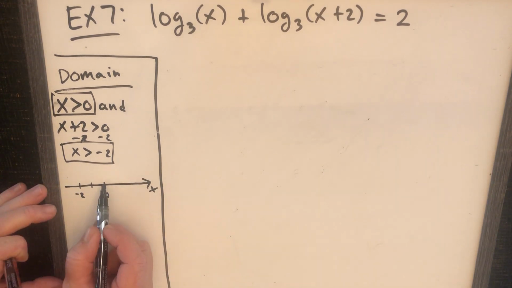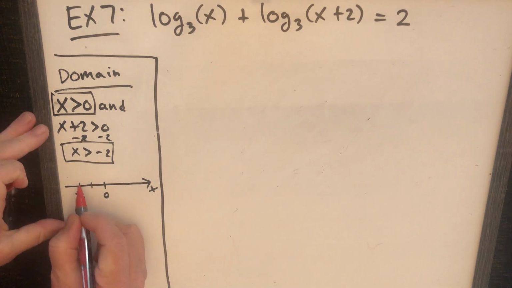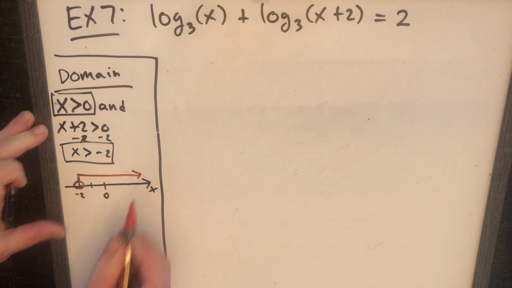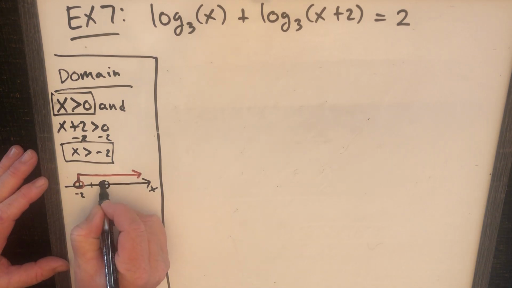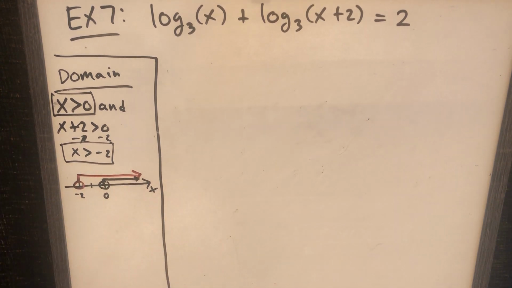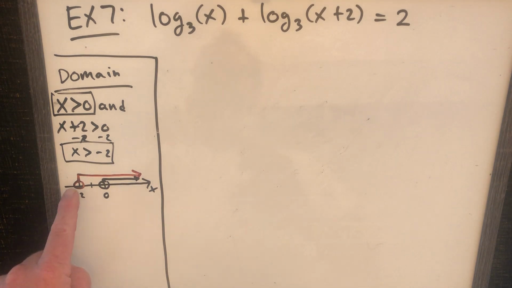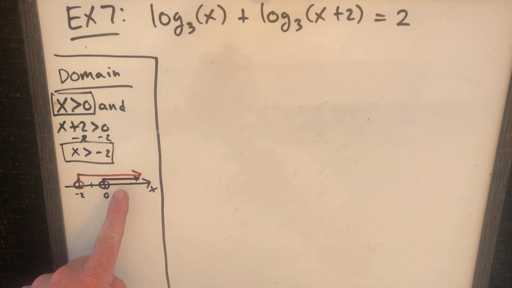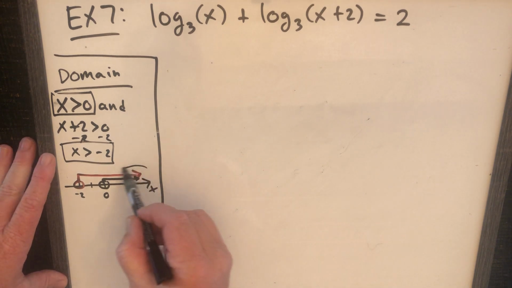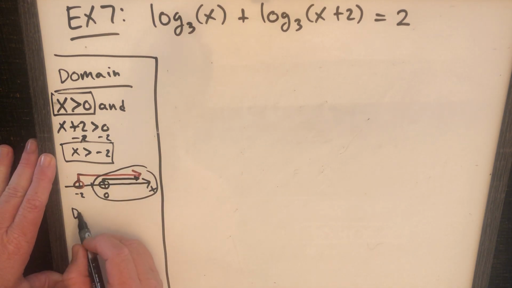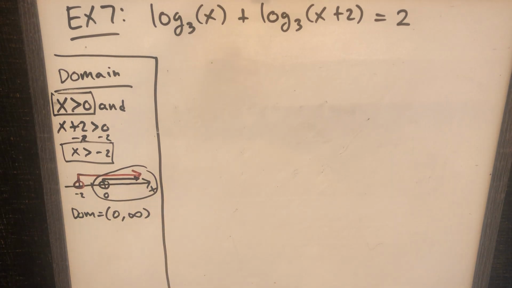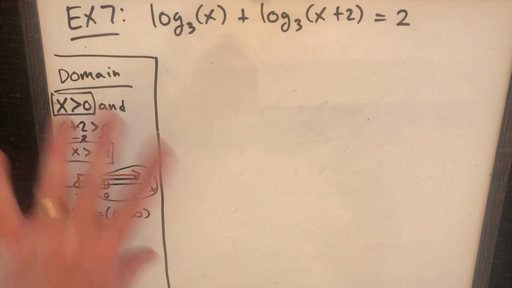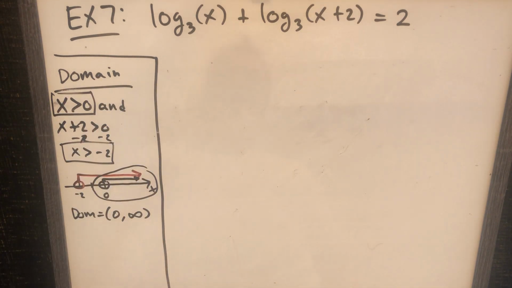So we have two things going on. We have x must be greater than negative 2, and x must be greater than 0 at the same time. So if x must be greater than -2 and x must be greater than 0 at the same time, well then clearly the domain is from 0 to infinity. So we're not going to allow any solutions less than 0. All of our solutions must be greater than 0.